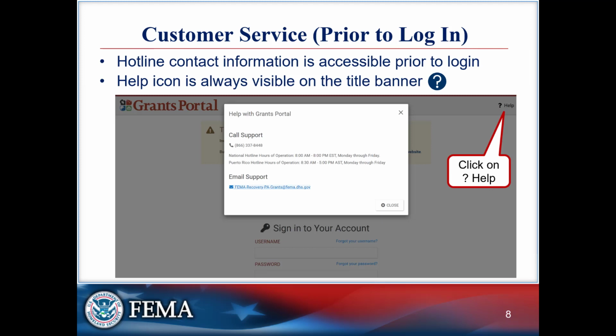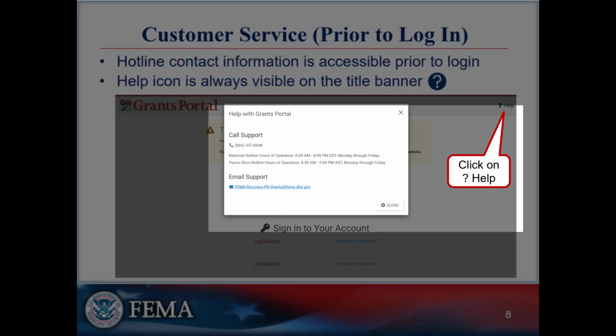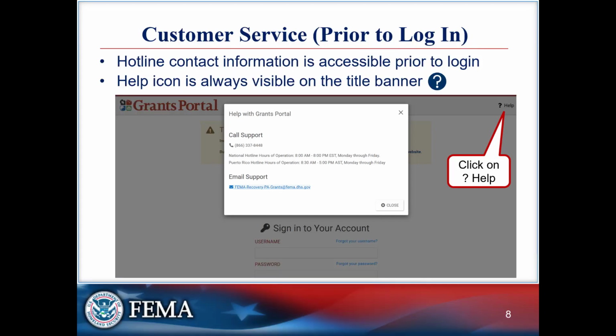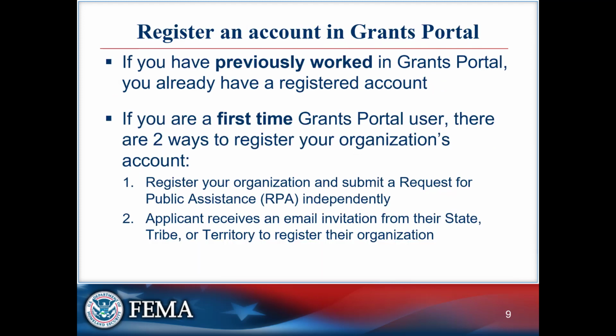There is always help available before or after you log in. So, on that initial login screen, you will see a question mark in the top right. If you select that question mark or click on the help icon, you will immediately see that same phone number, 866-337-8448, and the hotline email address available to you the entire time that you're working in the system. So as long as their hours are open, you can email them, call them with any technical questions in order to help you move your grant through its process in the system.